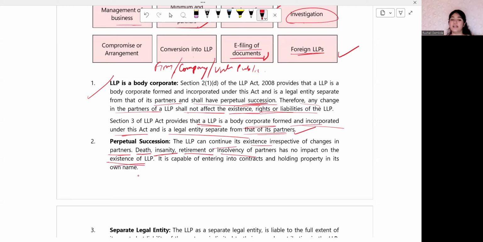LLP will still continue. It is capable of entering into contracts and holding property in its own name. LLP can enter into contracts and it can hold property in the name of LLP. They get a separate PAN registration for the LLP also. Same as for partnership, they also get a separate PAN, and also for LLP, they get a separate PAN number.